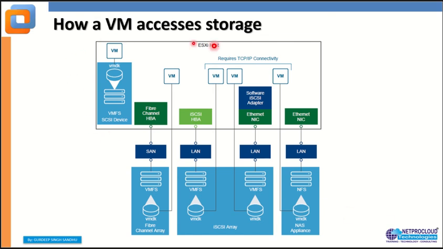So this is how the virtual machine accesses storage. Whenever the virtual machine communicates with its VMDK, it simply sends SCSI commands. These SCSI commands travel through the Fibre Channel HBA, your iSCSI HBA, or your Ethernet NICs, through the storage network, like the SAN, or the standard TCP/IP network. These SCSI commands are then passed on to the iSCSI array, NAS appliance, or Fibre Channel array, and further to the particular datastores.